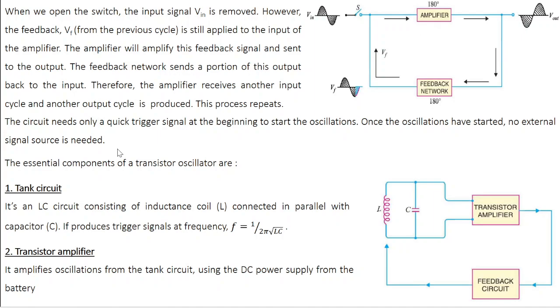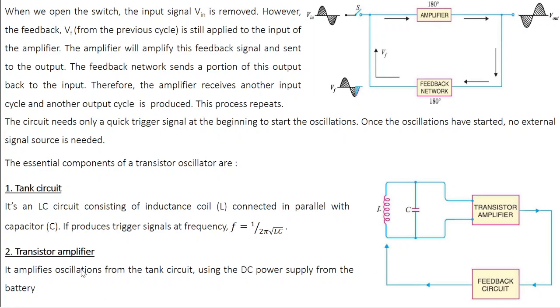The essential components of a transistor oscillator are: one, a tank circuit. This is basically an LC circuit consisting of an inductor coil L connected in parallel with a capacitor C. An LC circuit can produce oscillations at frequency f equal to 1 by 2 pi square root of LC. So by changing the values of the inductance and capacitance, you can tune the frequency of the oscillator. And the second component is the transistor amplifier.